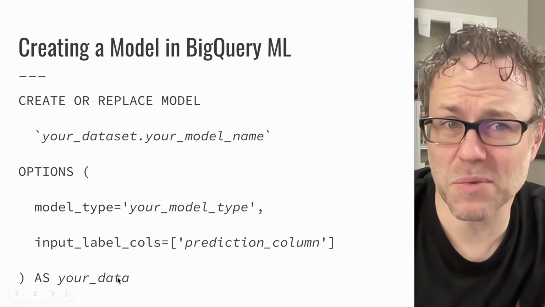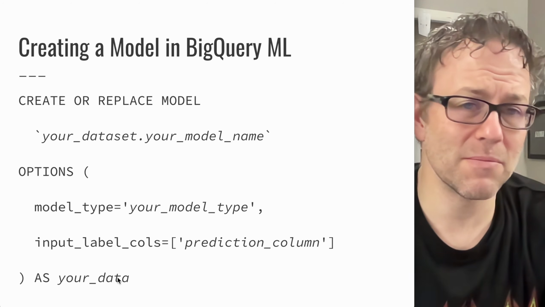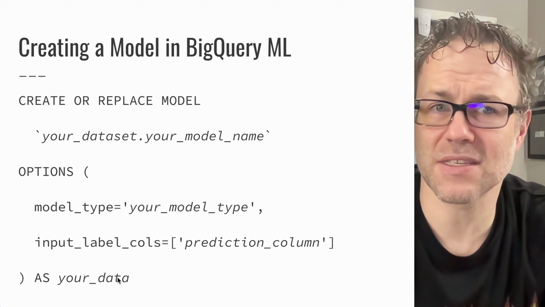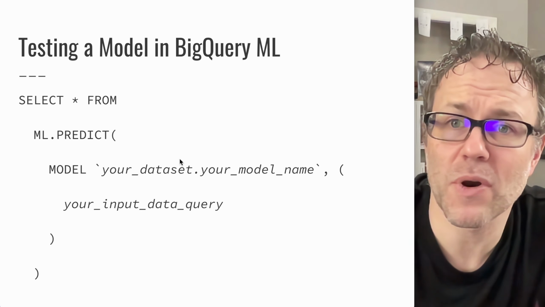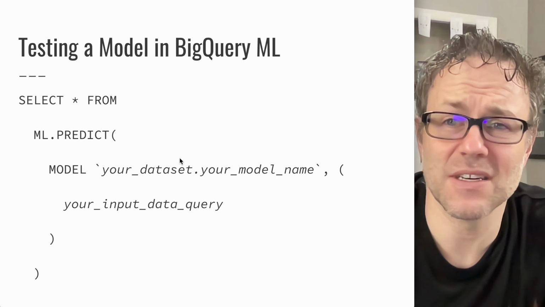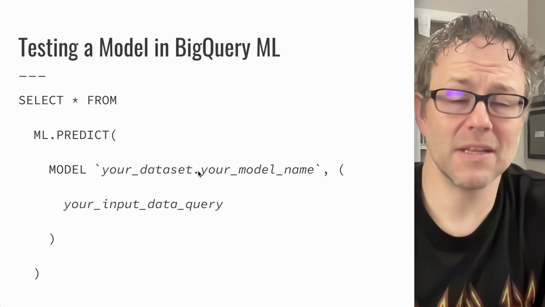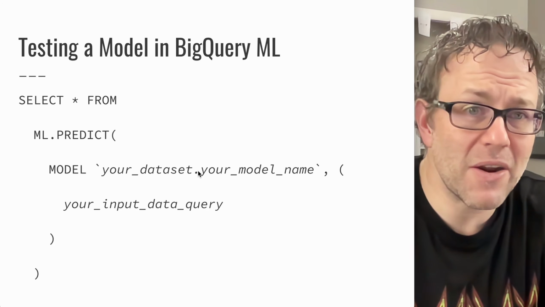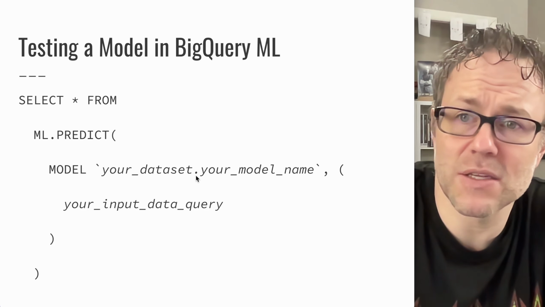So your data is going to be some kind of query, whether that's querying a view or querying some larger set of tables. And you can do joins there. You can do anything necessary to build the output data you want. And then moving forward, if you want to test it, you just use ML.PREDICT. You give it your model, and then you give it some kind of query that's going to produce your input data. And from there, you can actually see what those predictions look like. And we'll go through an example for that as well.